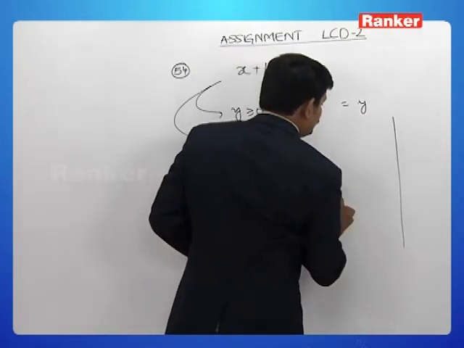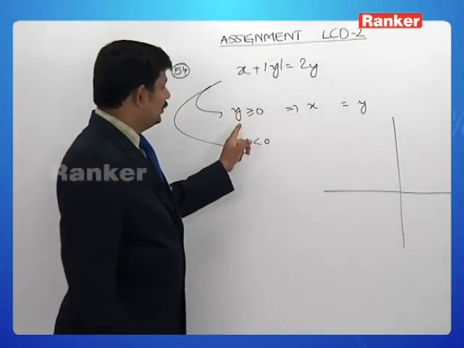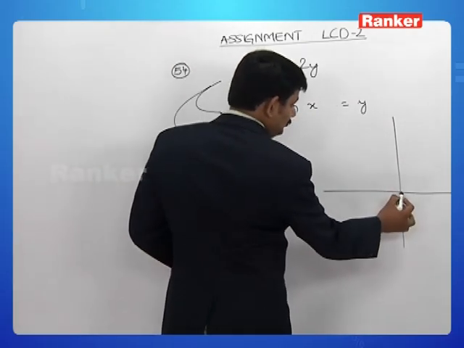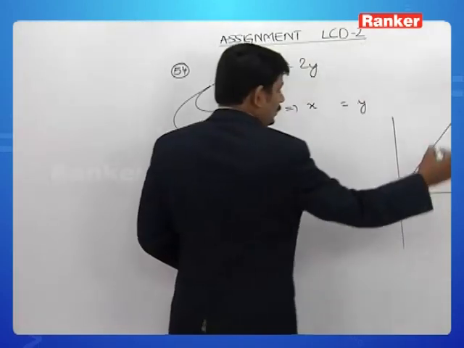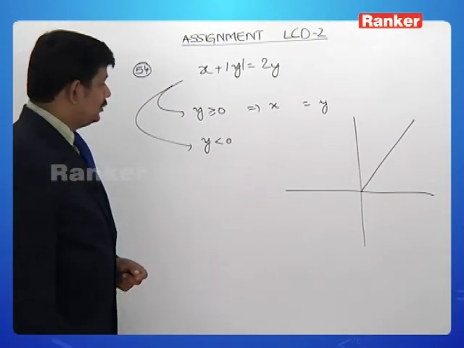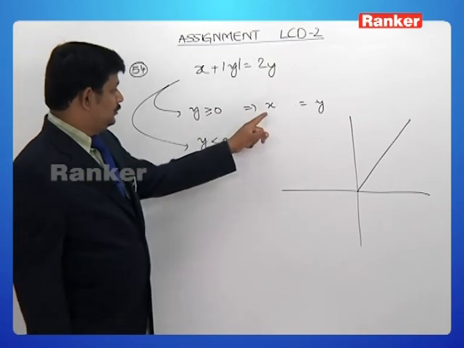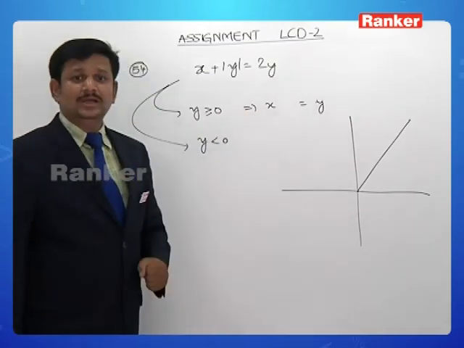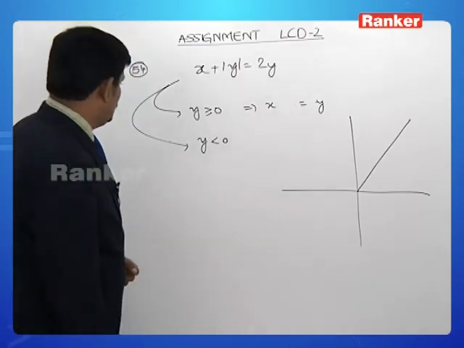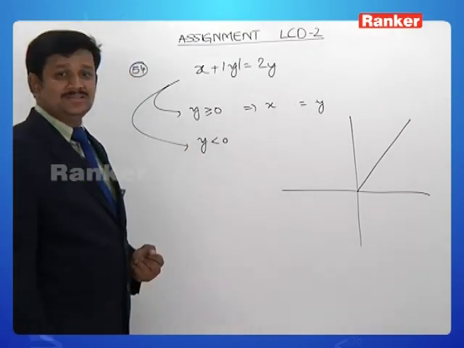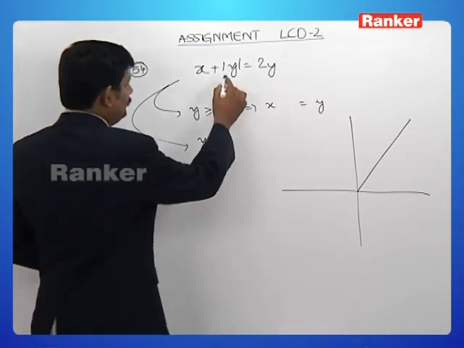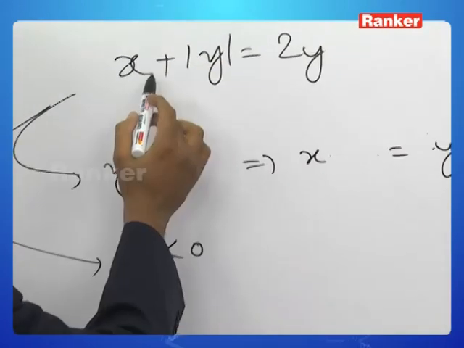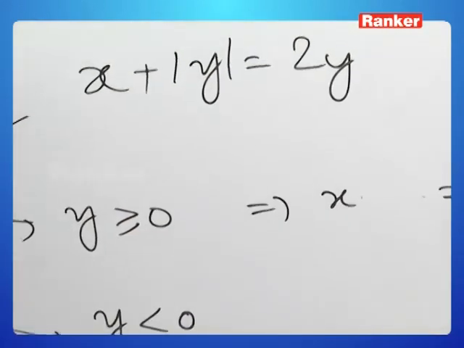So for all x greater than or equal to 0, x is equal to y. If we plot the graph of this function, x equal to y, we know it is a straight line passing through origin. So whenever x is greater than or equal to 0, it is a straight line y equal to x. Let us look at the next case where y is less than 0. If y is less than 0, mod y is minus y. Then we will have x minus y is equal to 2y.